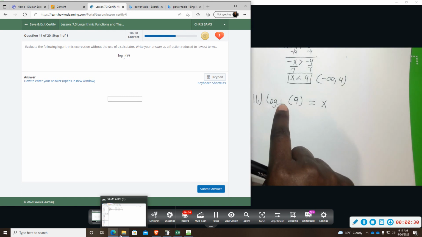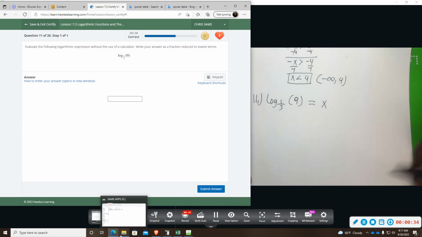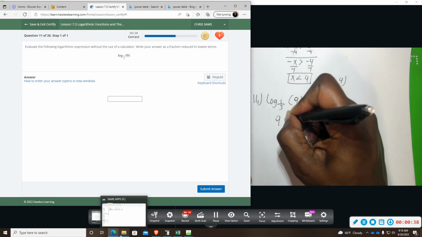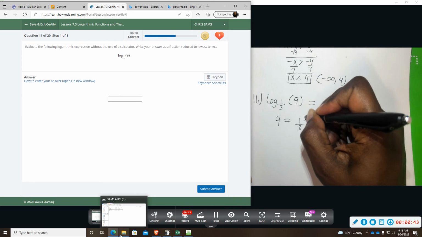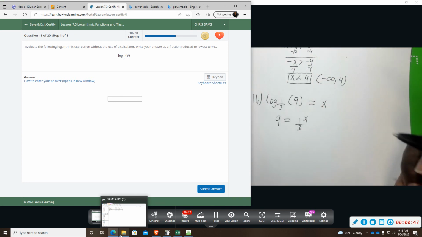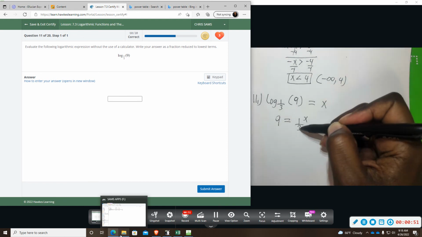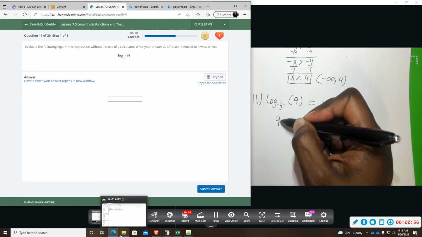So I'm going to take this 1/3, write it as my base, and then get rid of the log, and I'll be left with 9. So this will be 9 equals 1/3 to the x power. Now that I've done that, I want to use property of exponents to rewrite these two terms with a base of 3. So since I saw 3 down here, that's what makes me want to write this as a 3.